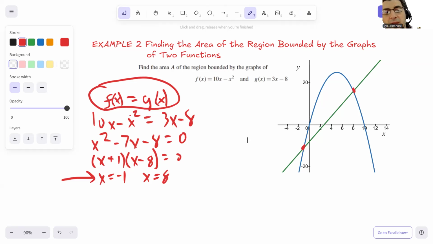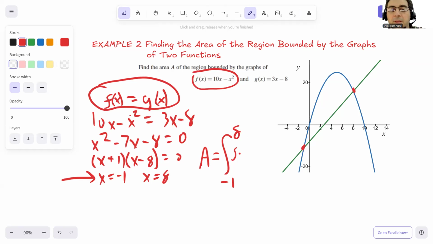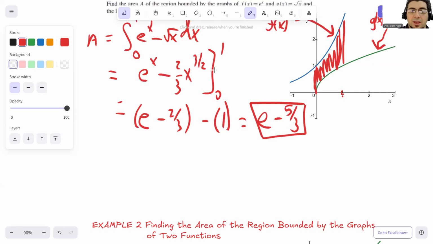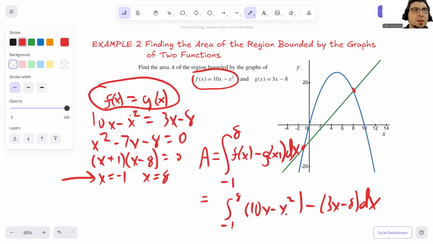Okay, then the integral, or the area, is equal to the integral from -1 to 8 of the top function, which is going to be the parabola f of x minus g of x dx. So this would be the integral from -1 to 8 of 10x minus x squared minus 3x minus 8. And you could simplify that by distributing the negative and combining the like terms. But we're going to actually evaluate this using Desmos.